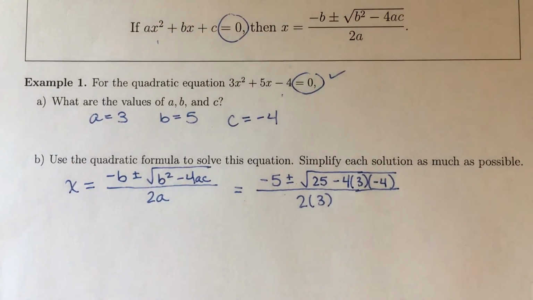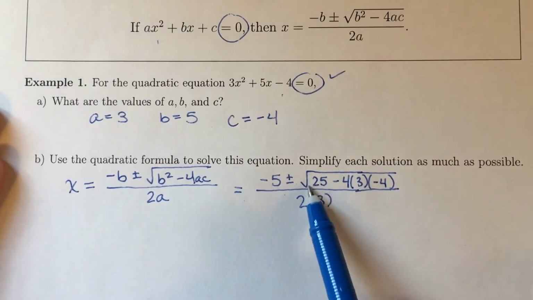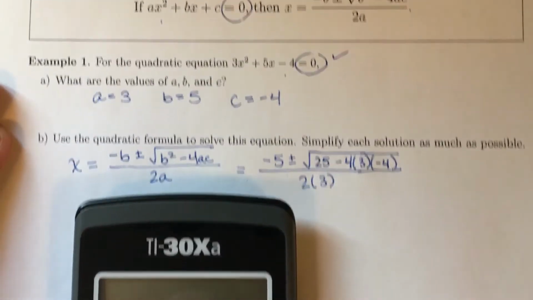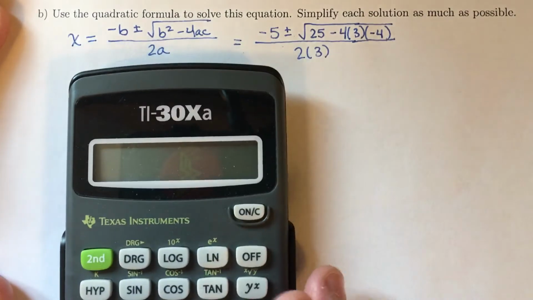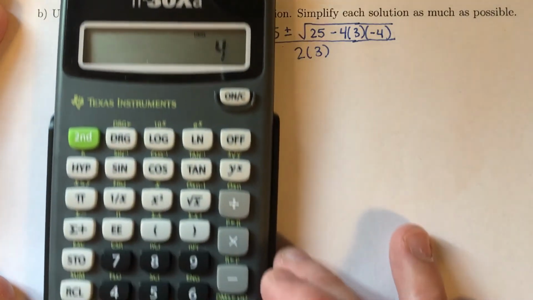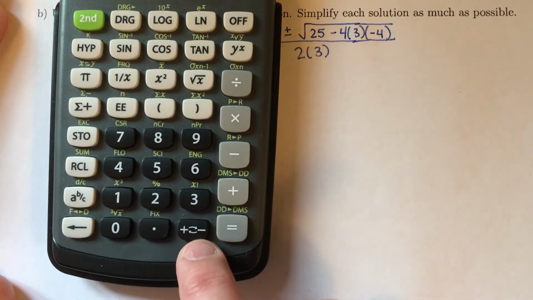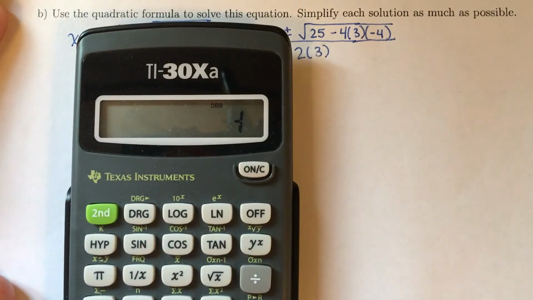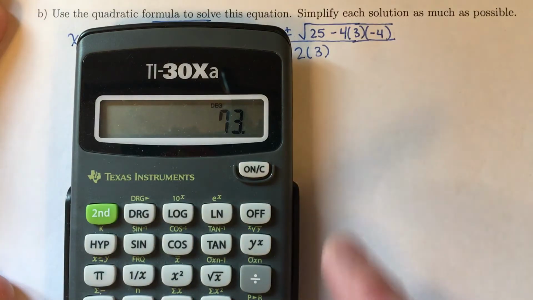At this point, we're going to need probably to use a calculator. I usually start with everything that's inside the square root. I'm going to just type that in. So turn it on. 25 minus 4 times 3 times 4. And then remember to make it negative, you got to use this symbol, not the minus sign. So it makes it negative 4 equals 73.